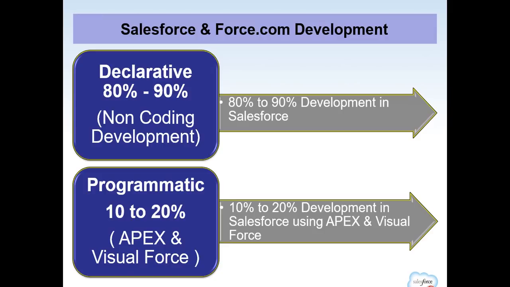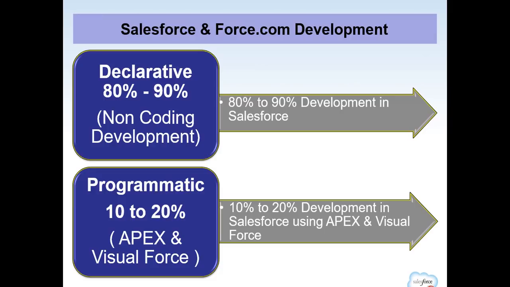That is what we call declarative development. The balance, whatever is not possible to develop without coding, like this 10 to 20% development, is not possible without programming. There we use two programming languages, one Apex, another Visual Force. These are the two programming languages we use, right? So this is how we do Salesforce development.